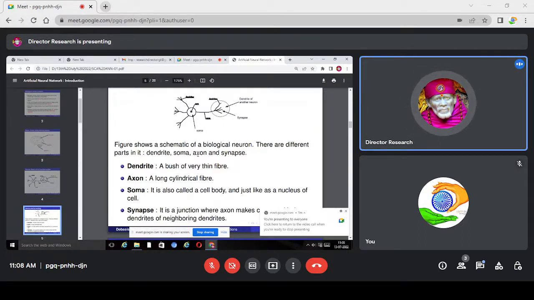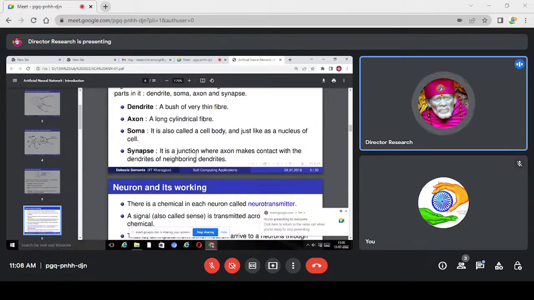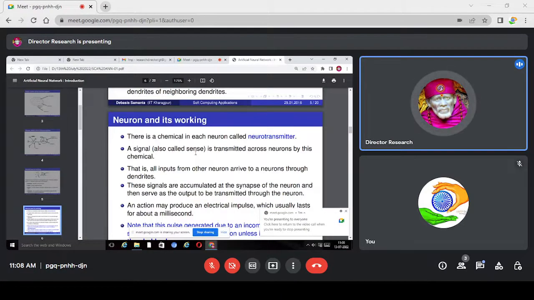Dendrite, a brush of very thin fibers. Axon, a long cylindrical fiber. And soma, it is also called the cell body, just like the nucleus of a cell. Synapse, it is a junction where the axon makes contact with the dendrites of neighboring neurons. So neuron and its working.